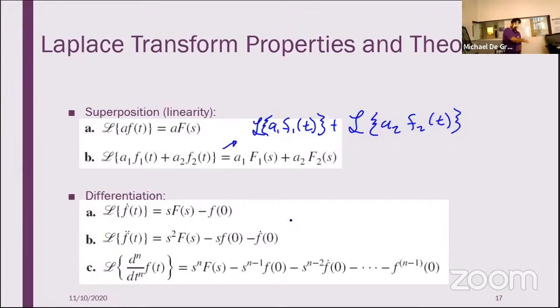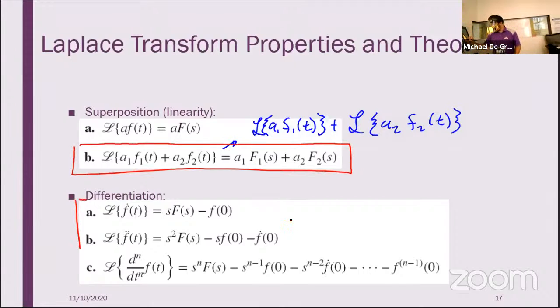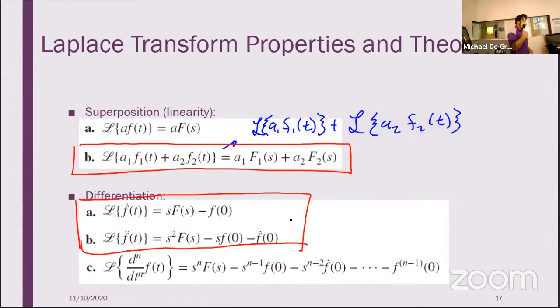Are we okay with the differentiation thing? The differentiation properties A and B, and property B under superposition, these three properties are going to be really important. These are the ones that we are going to use over and over again. We want to know these.